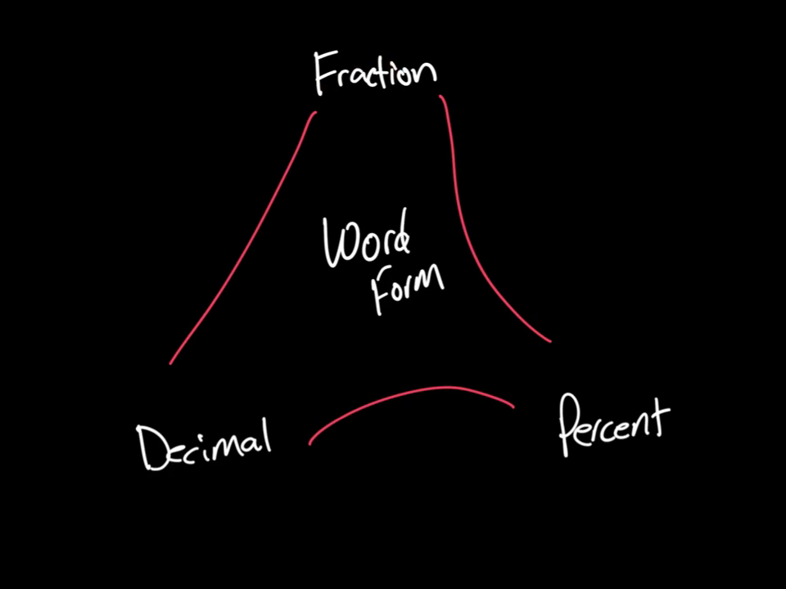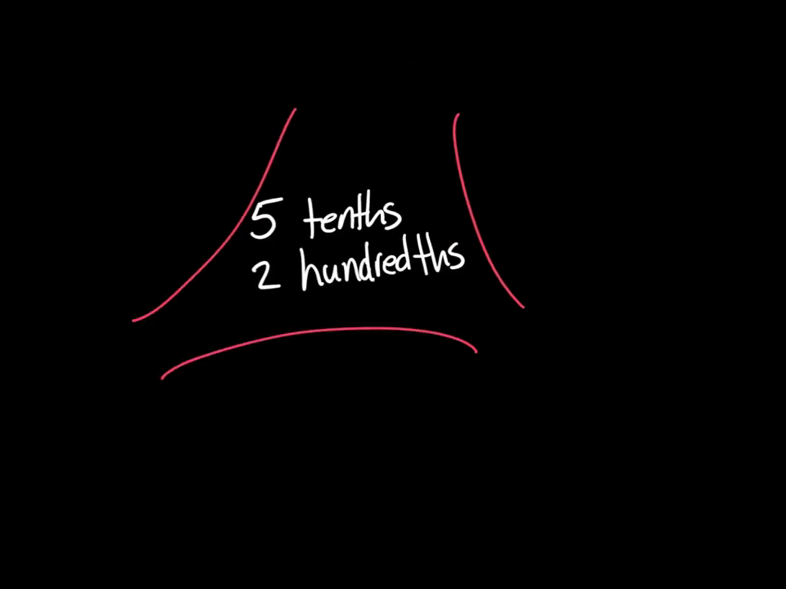It doesn't really matter where on each triangle or which corner of the triangle they are, just that you know that you can take your fraction, turn it into a decimal, and a decimal into a percent, and you can take all those and put them into different word forms. So let's look at one example.